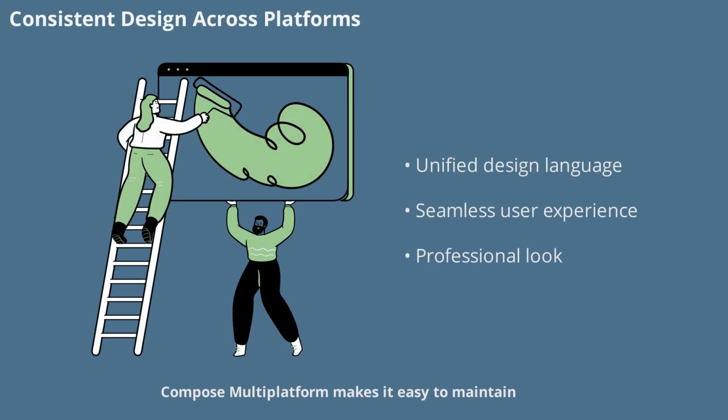Compose Multiplatform makes it easy to maintain a consistent design language across Android and iOS. By reusing UI components and styles, you create a seamless experience for users, no matter which device they're on. This consistency builds trust and makes your app feel more professional.